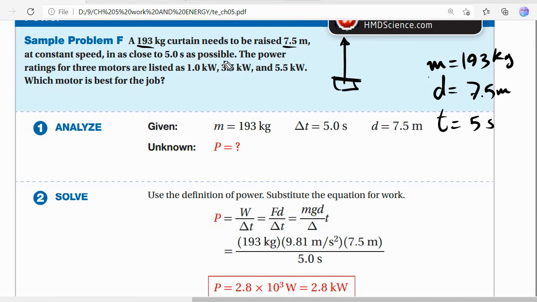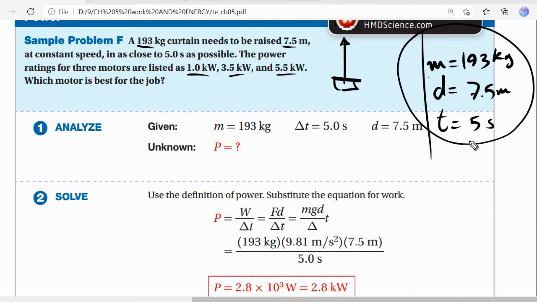Okay, the power rating for the motors is listed. Now we have 3 machines. The first one is 1 kilowatt, the second one is 3.5 kilowatt, and the third one is 5.5 kilowatt. Which motor will be the best one to do this job? Okay, now we will calculate the power, and we will compare the number we get here with the numbers of the listed motors.